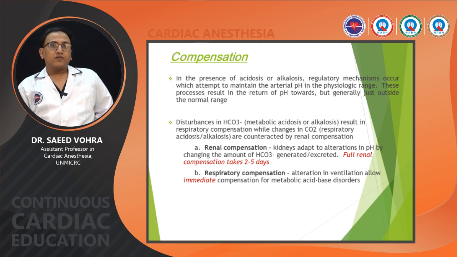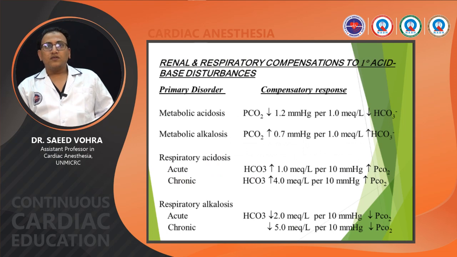A disturbance in bicarbonate, either metabolic acidosis or alkalosis, results in respiratory compensation, while changes in CO2, respiratory acidosis or respiratory alkalosis, are counteracted by renal compensation. Renal compensation usually takes 2 to 5 days, whereas respiratory compensation occurs immediately. Now, this is the normal range of the compensation.